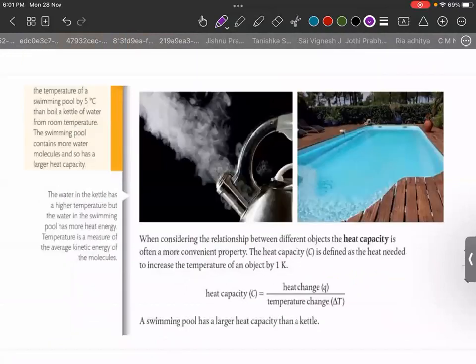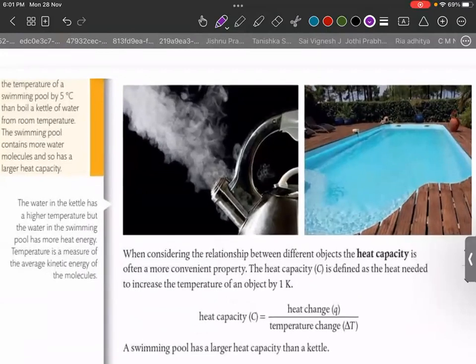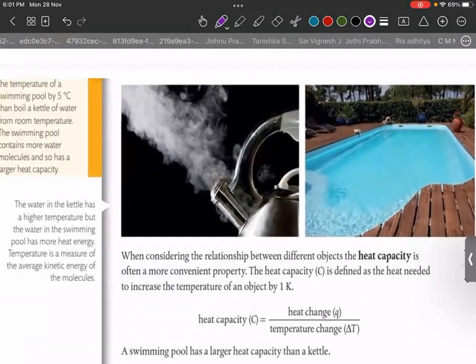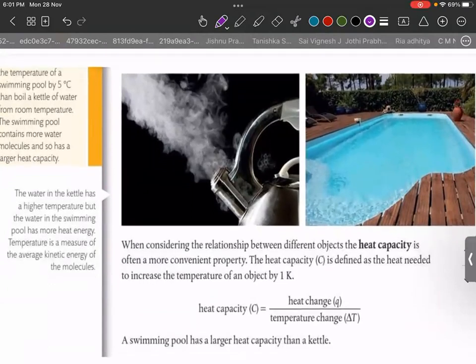Now, each and everything has its own heat capacity. How do you measure the heat capacity? Look at this. First you are taking the kettle. We are having a cup of water in the kettle, and we think that it has more heat. But when you take the swimming pool, it has different heat energy. The water in the kettle has the higher temperature, but the water in the swimming pool has more heat energy. So the difference is there. The kettle water has higher temperature, while the swimming pool has the higher heat energy.